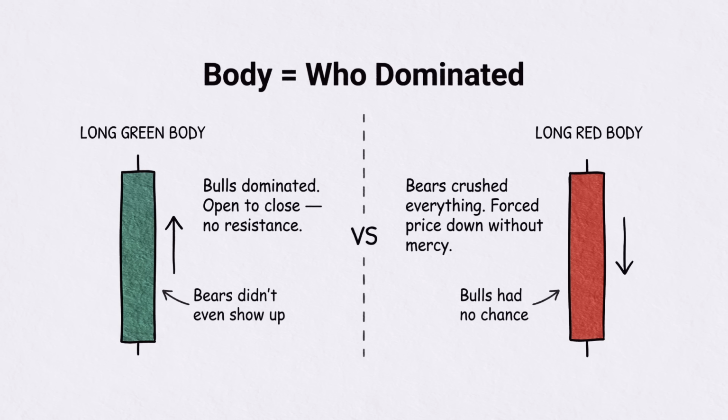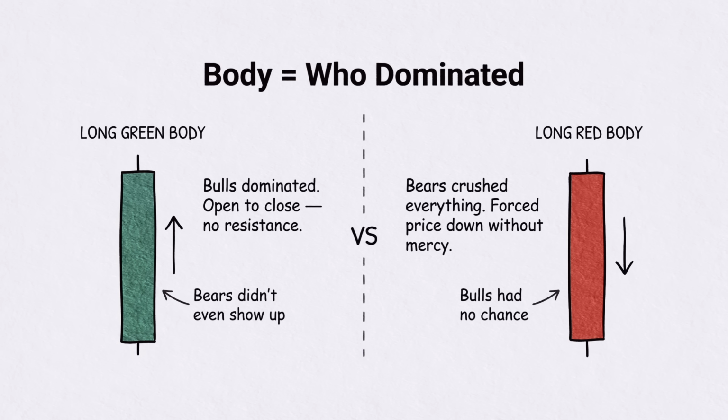A long green body, and that's not just bullish. That means the bulls dominated from the opening bell to the close. They pushed price up with virtually no resistance. The bears didn't even show up. A long red body, the opposite. The bears crushed everything in their path and forced price down without mercy.